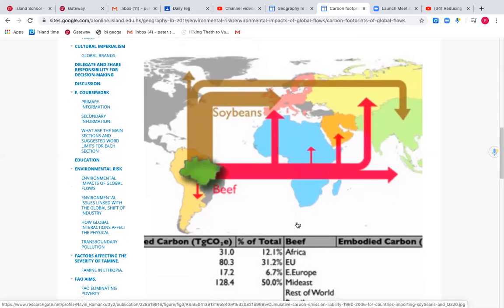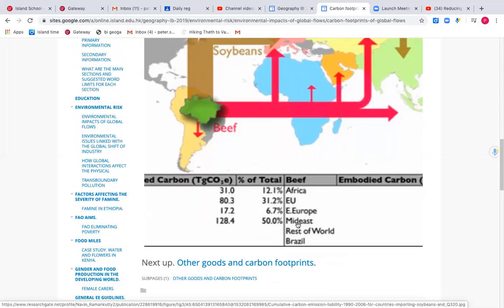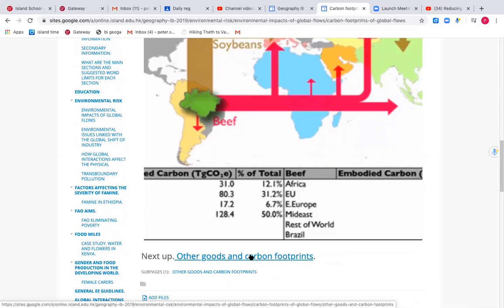If we start looking into the idea here, we've got the concept of embodied carbon. And that's similar to a water footprint. So we're going to take a look at other goods and carbon footprints. Food is not the only thing we can have a look at. These are examples of carbon footprints and how global interactions and global flows contribute to those carbon footprints.